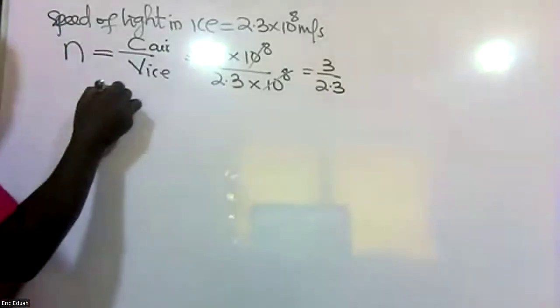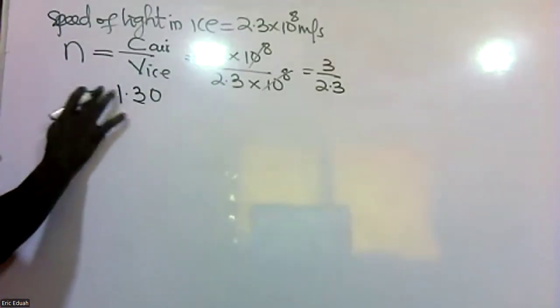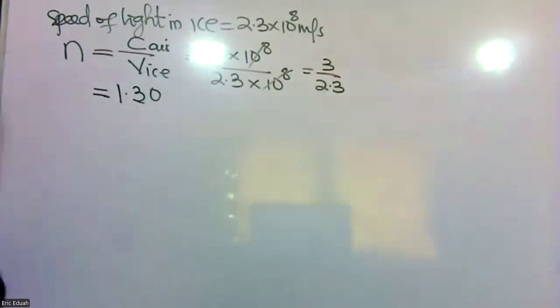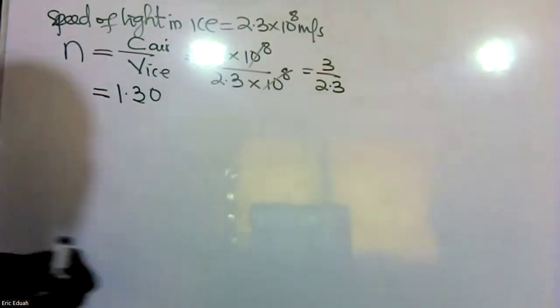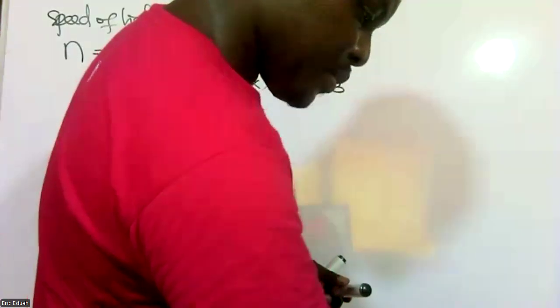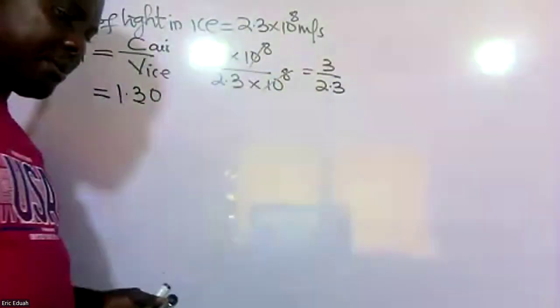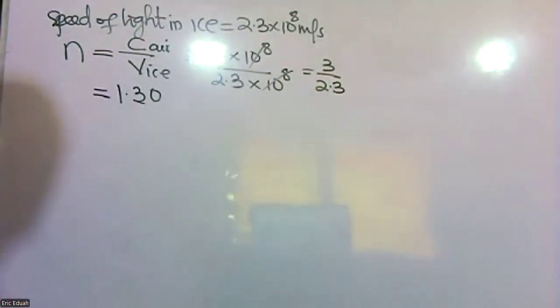1.3. Okay, so 1.30 is the index of refraction of ice. Then the next question: what is the critical angle of incidence for light going from ice to air?